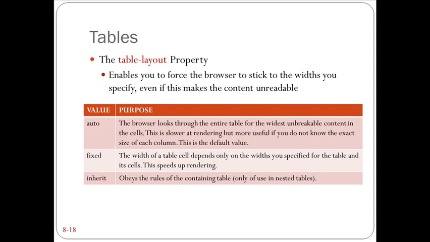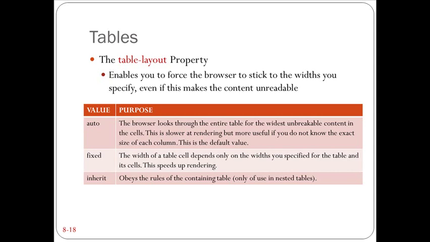And then lastly we have a table layout property. This is fairly new, and it enables you to force the browser to stick with the width you specify even if it makes the content unreadable. Table layout takes 3 values: auto, fixed, and inherit. With the auto, the browser looks through the entire table for the widest unbreakable content in the cells and sets things that way. This is a little slower at rendering, but more useful if you don't know the exact size of each column. And this is what it does by default. It just makes itself as big as it needs to for its content.